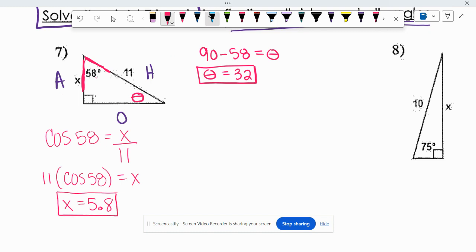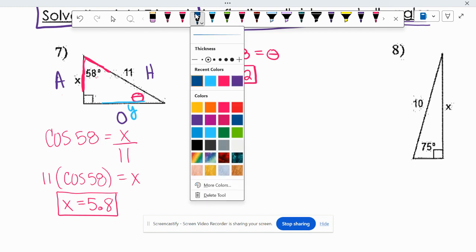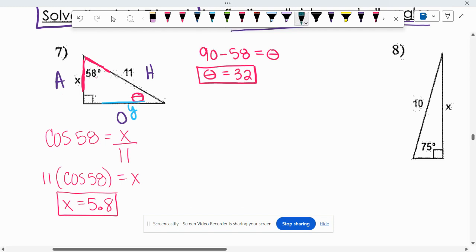All right. So we need to find this side right here. I'm going to call it y. So how are we going to figure out y? We could do it a couple of different ways. We could use 58, and it's the opposite over the hypotenuse. So we could say the sine of 58 equals y over 11.